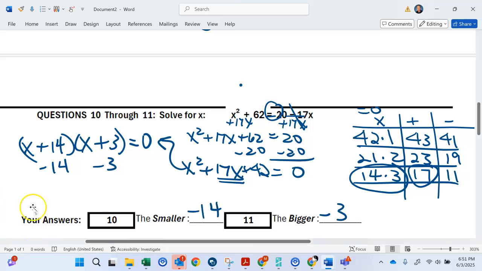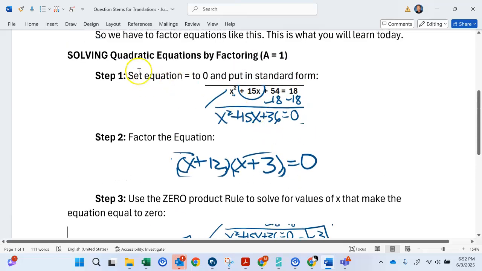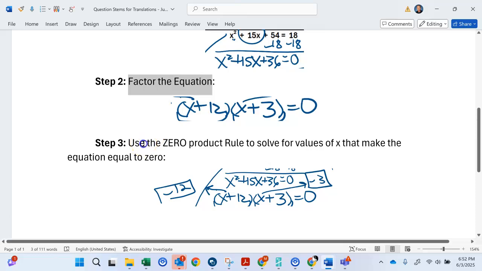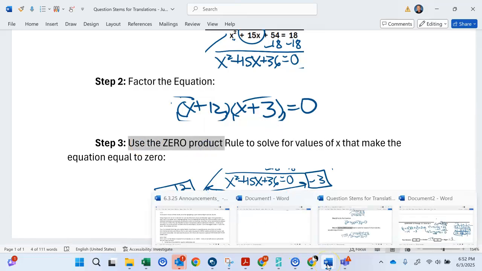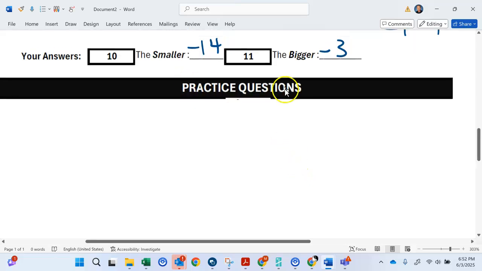So that's how you factor quadratic equations. Remember, you set them equal to 0, then factor, and then use the zero product rule, and that is how you solve quadratic equations. Now you're ready to do the practice questions, and when you finish, make sure you put them into Canvas.